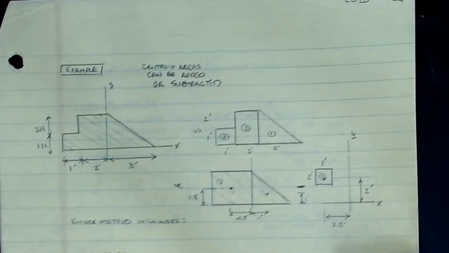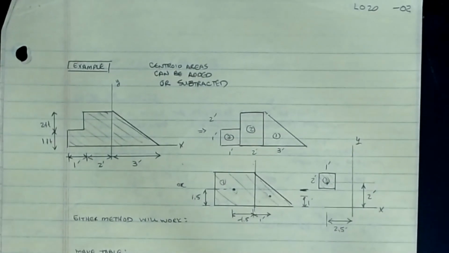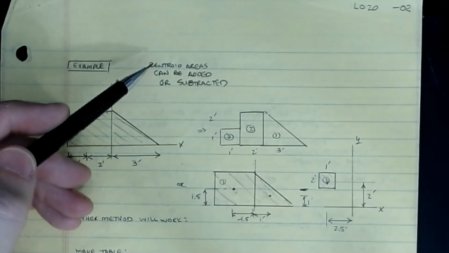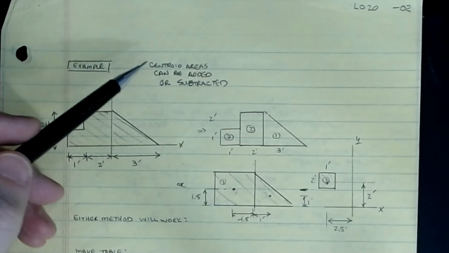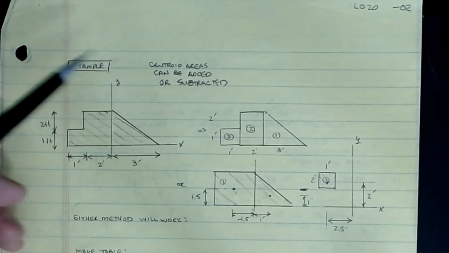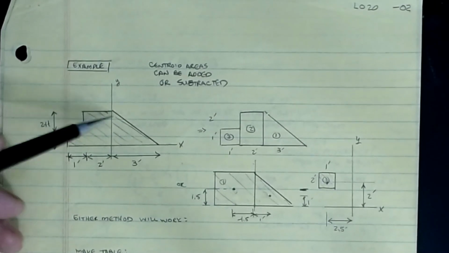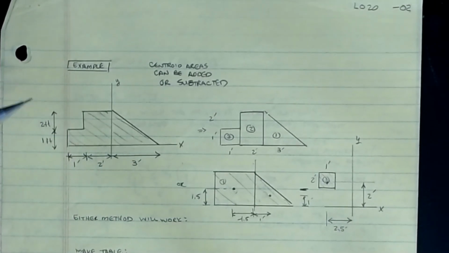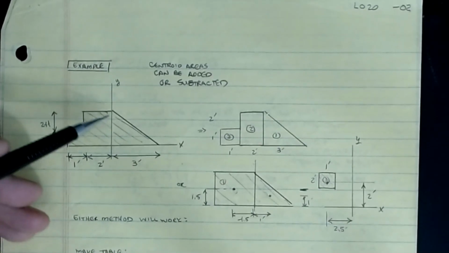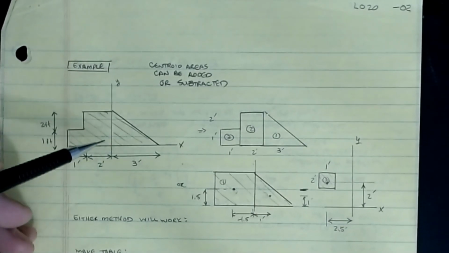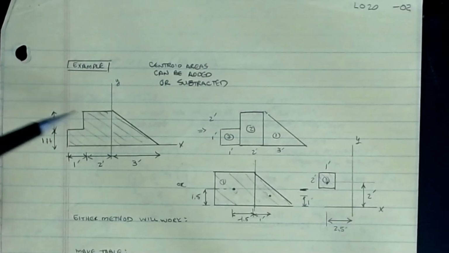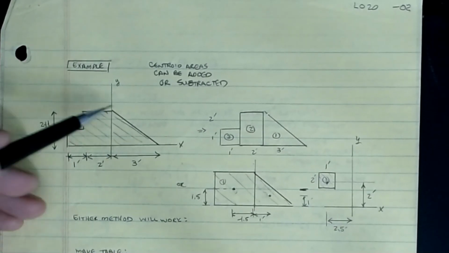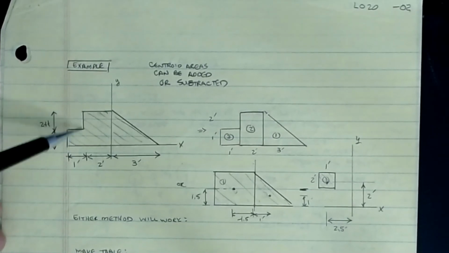If we look at this, I've got an example. What we want to find is the centroid of the area. We can add or subtract areas, but I can look at breaking this object up into pieces. Say I have this triangle element that is 3 foot wide and 3 foot tall, and then a rectangle that is 2 foot wide by 3 foot tall, which is this portion, and I have this little guy here.